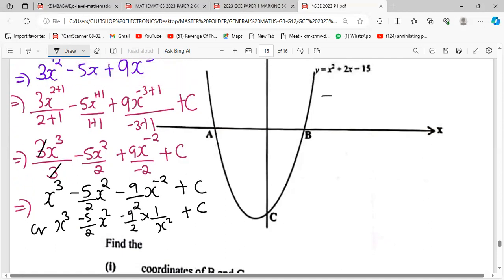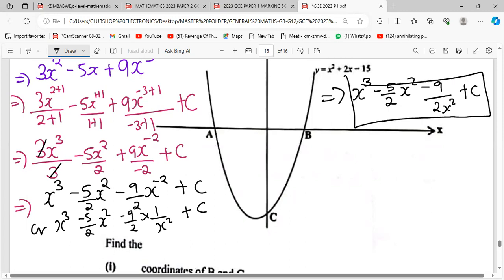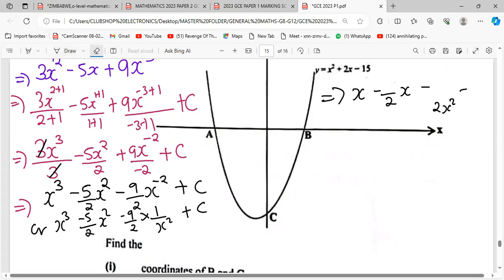Or you can simplify it further: x to the power 3 minus 5 over 2 x squared minus 9 over 2x squared plus c. This is the answer also. I hope that is fine.